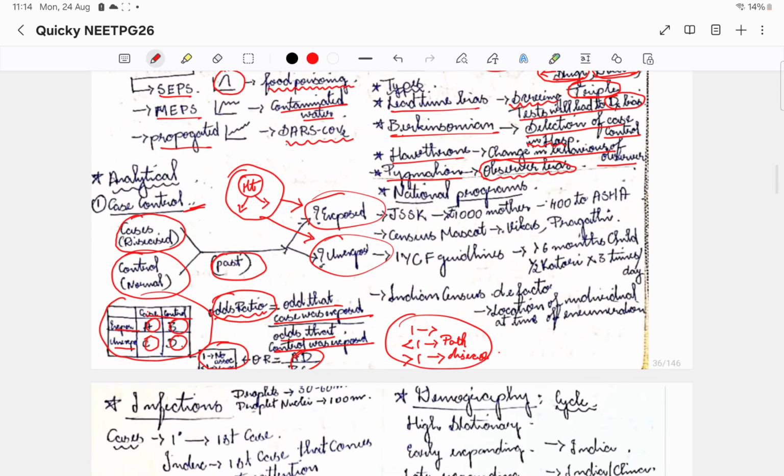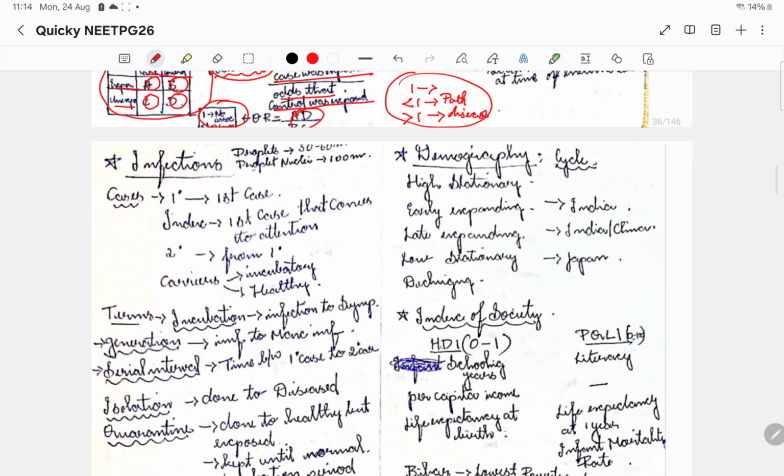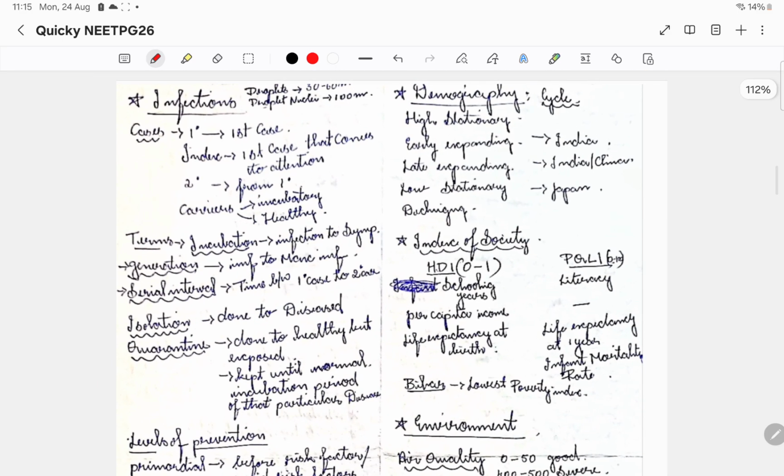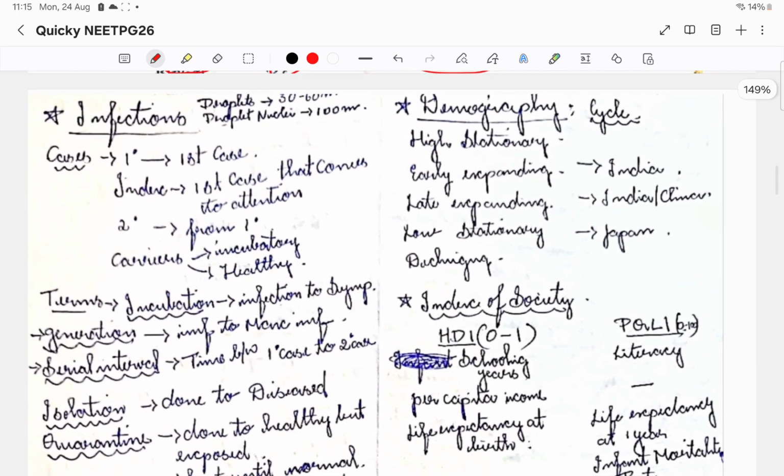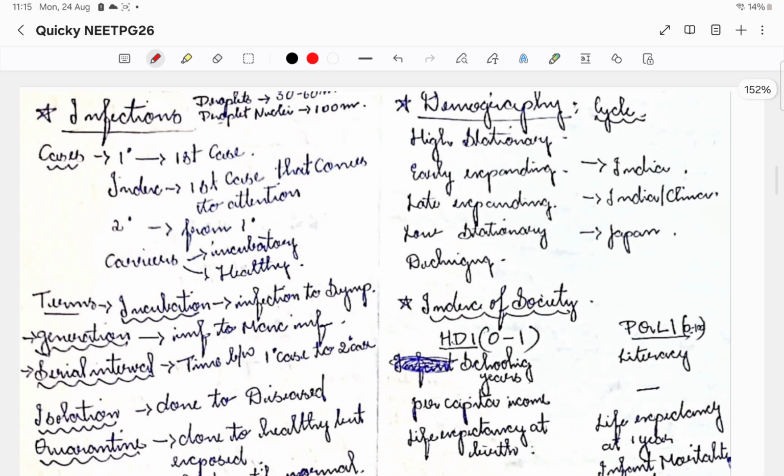Now I'll come back to the national programs. We'll go to the other thing, that is infections, okay. So in infections, please remember these two values. The droplets might carry from 30 to 60 meters, whereas the droplet nuclei can carry the particular microbe for 100 meters, okay. So droplet is 30 to 60 meters, whereas droplet nuclei can carry them up to 100 meters, okay.